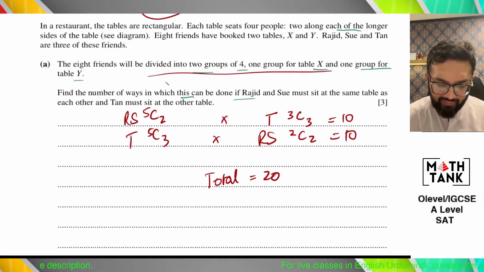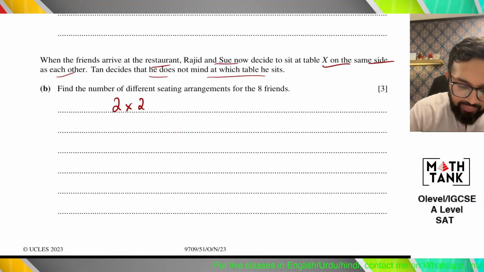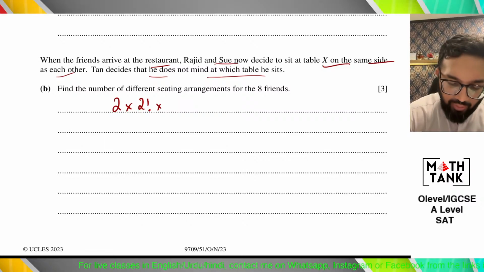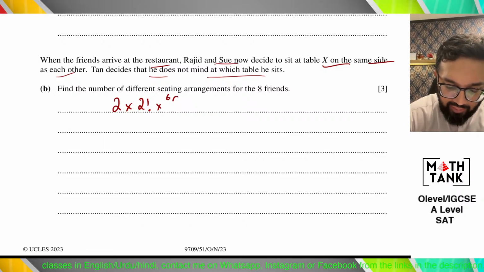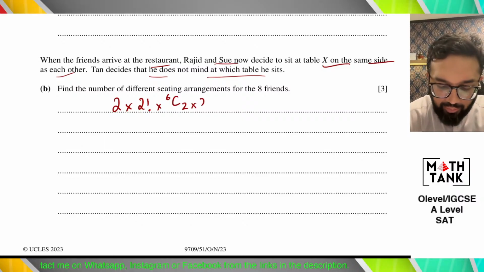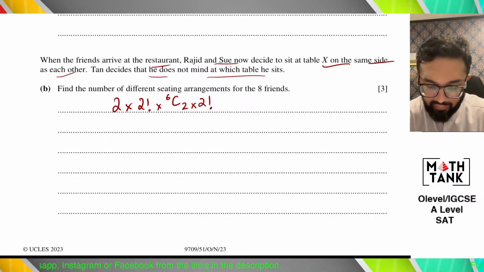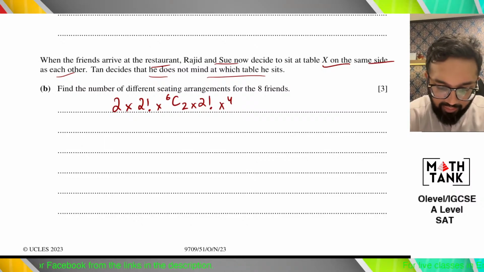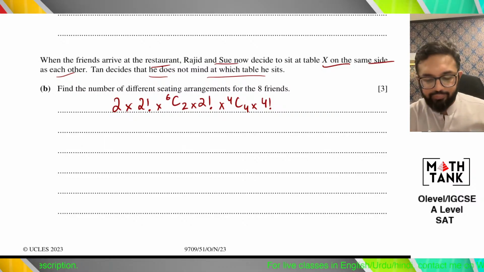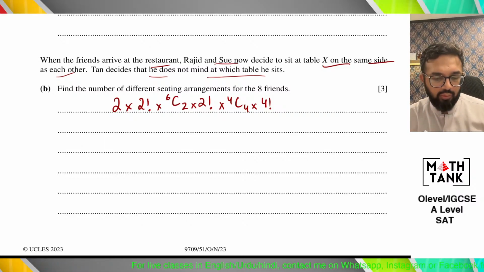Okay, so if they're sitting at table X, there are already two possible sides that they could sit on. Wherever they are sitting, they could shuffle between themselves. So that's 2 factorial. Okay, who else is sitting with them? We don't know. So we can say that out of the 6 friends, 2 other people will want to sit with them. And those two people can also arrange themselves. All the other people will be on the other table and they will certainly arrange themselves. So that's 2880.